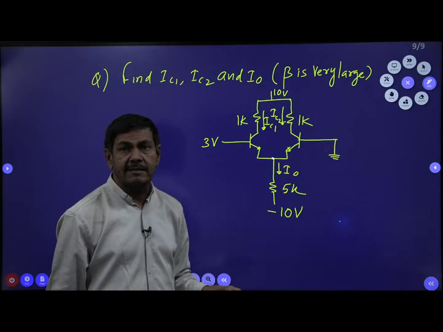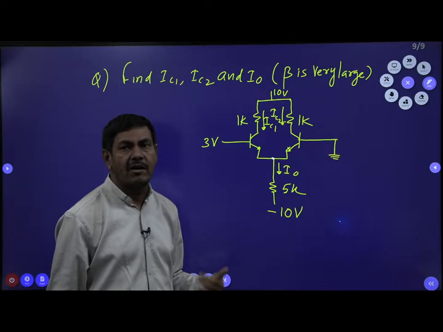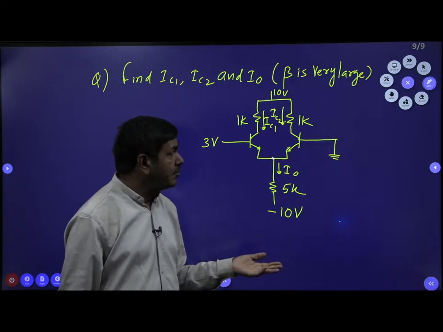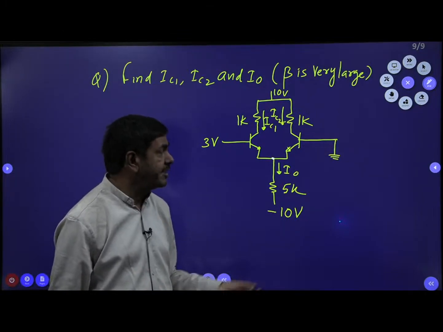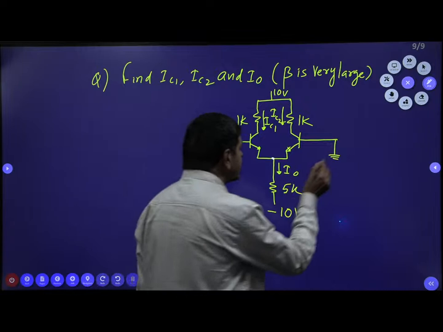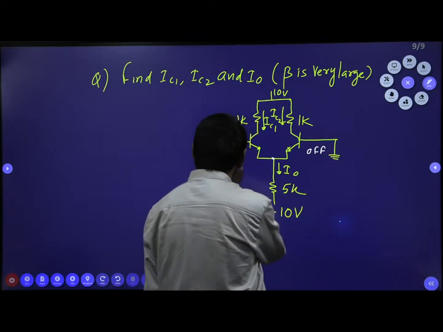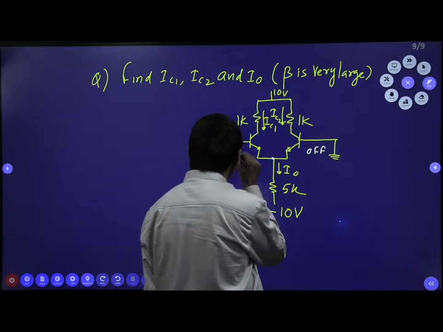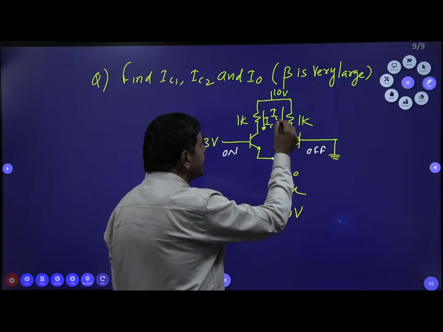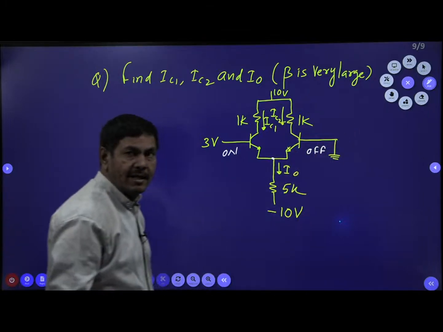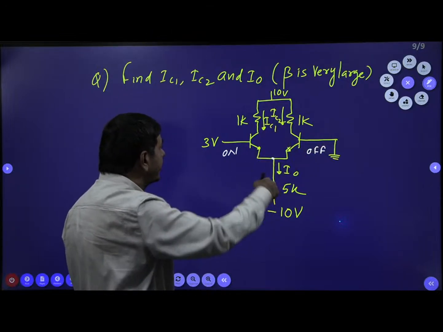The transistor which has the higher base voltage will come to the on state. The transistor with the low base voltage will come to the off state. That's why this transistor, with 0 voltage, comes to the off state, and this one, with some voltage, comes to the on state. Whenever the transistor is off, IC2 is directly 0. IC2 will be 0 because the transistor is off and doesn't allow any current to pass.